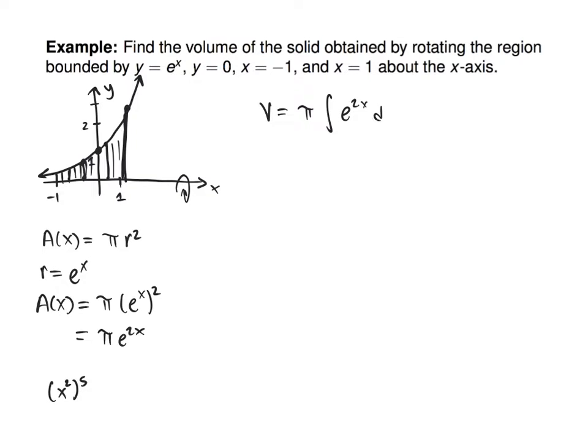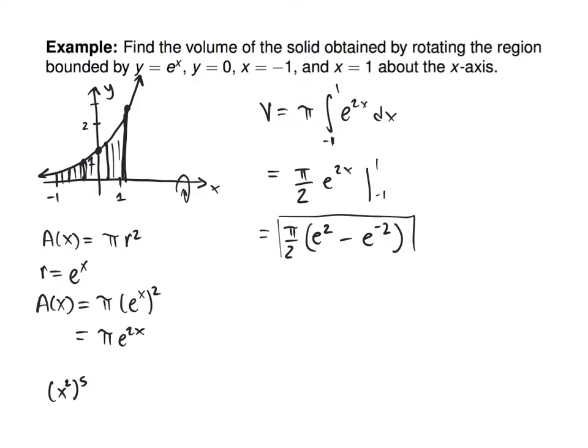What are the bounds? And is that an integral you can do pretty easily? Yes. So it'd be pi over 2 e to the 2x. So pi over 2 e squared minus e to the negative 2. And you can maybe do stuff with that, but that's good enough.